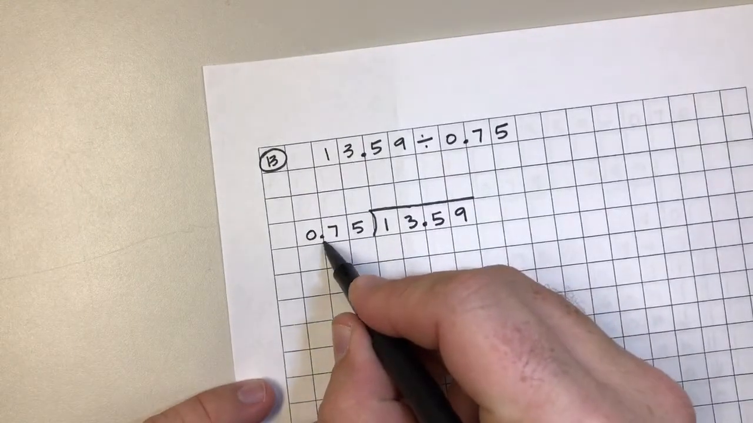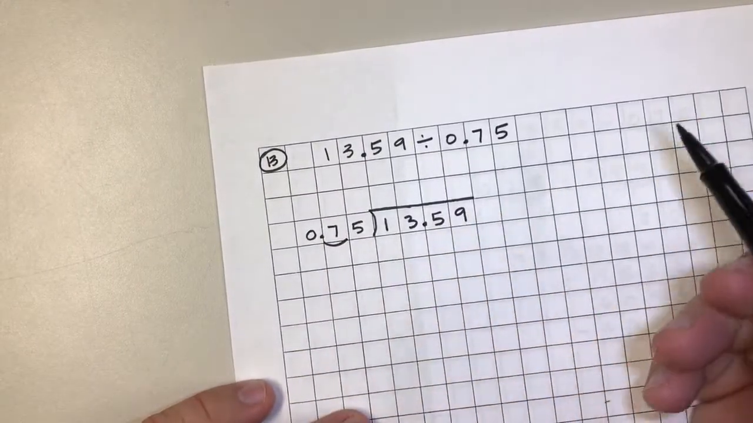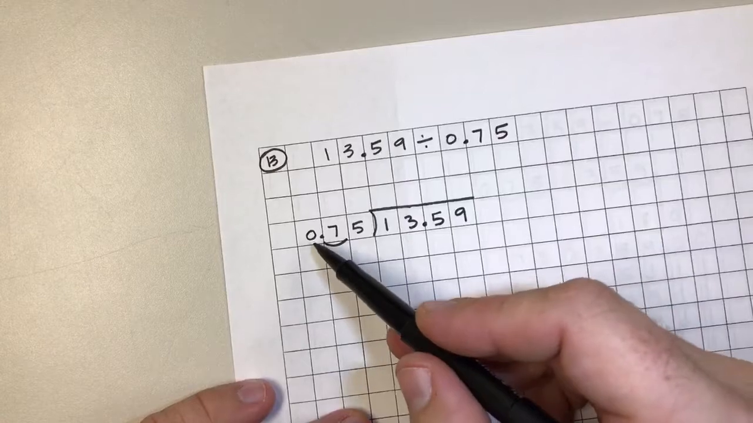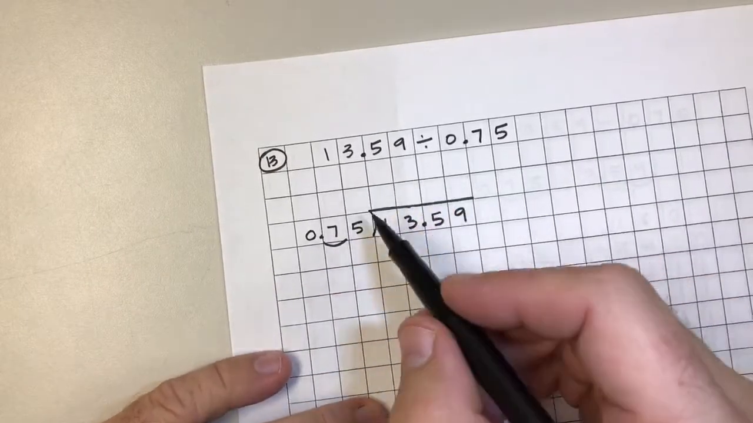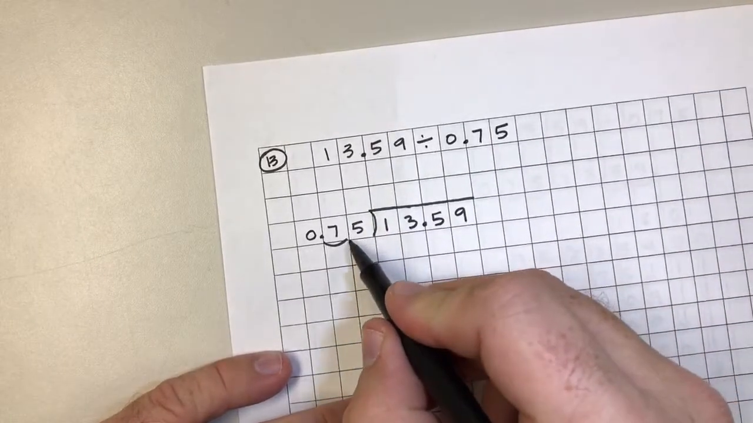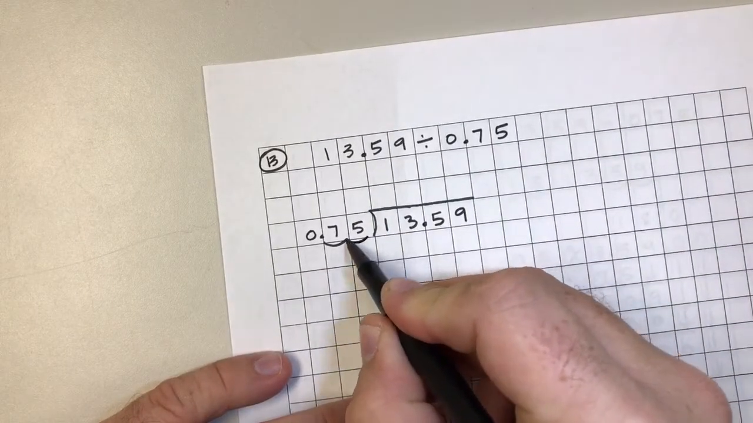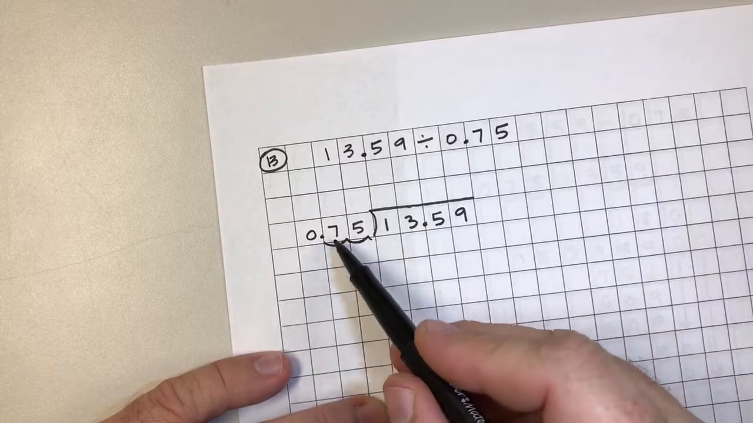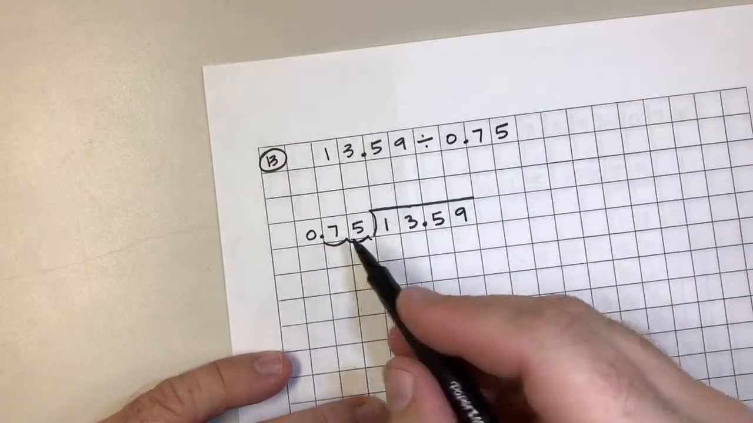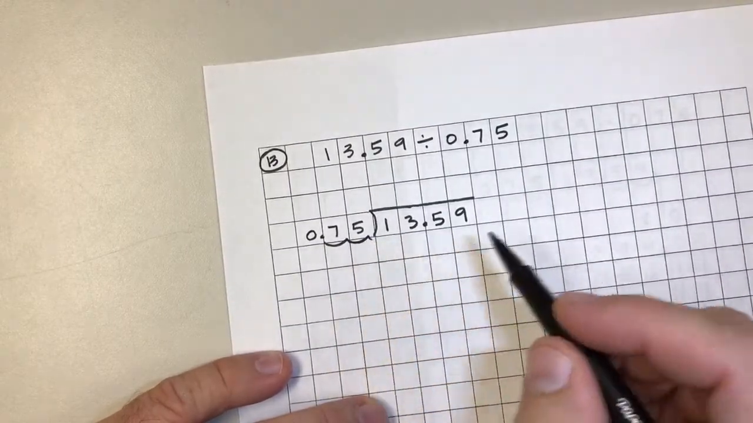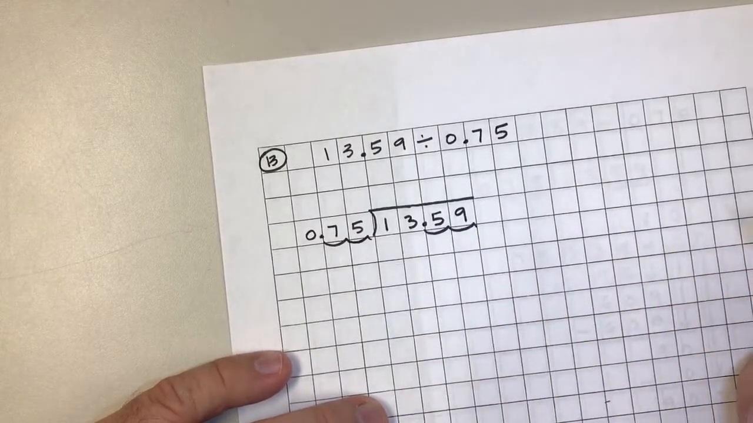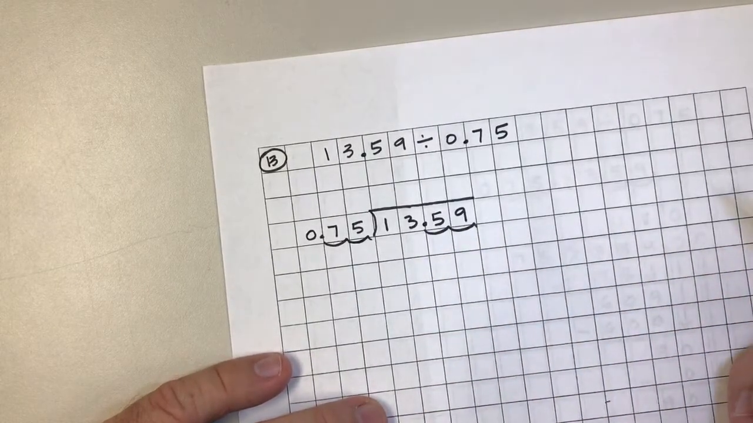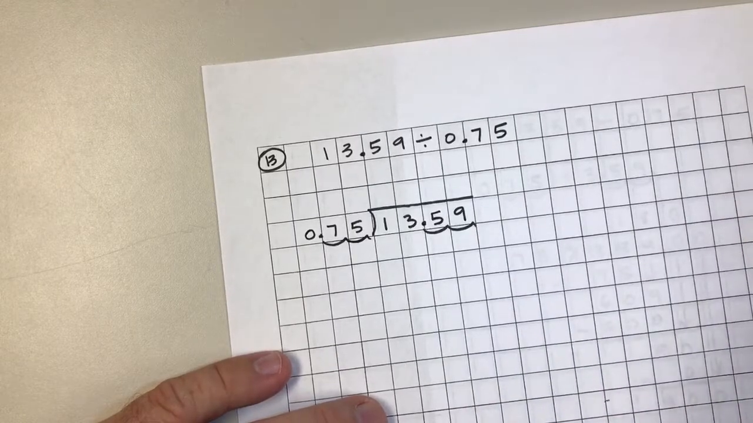If we move this over 1, we still don't have a whole number. We've gone from 0.75 to 7.5, and we need a whole number to do this type of division. So we're going to move it again. By moving it twice, it becomes 75. So whatever we do here, 2 decimal places moved, is what we do here, 2 decimal places moved. And now we're ready to set up our equivalent division problem.